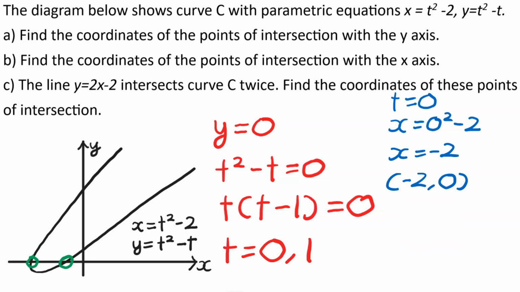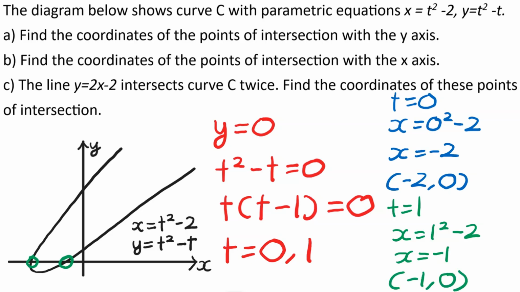Then the other one is going to be where t is equal to 1. So it's going to be x is equal to 1 squared minus 1. 1 squared minus 1 is just 0... minus 1. So therefore, the other x-intercept is going to be (minus 1, 0).